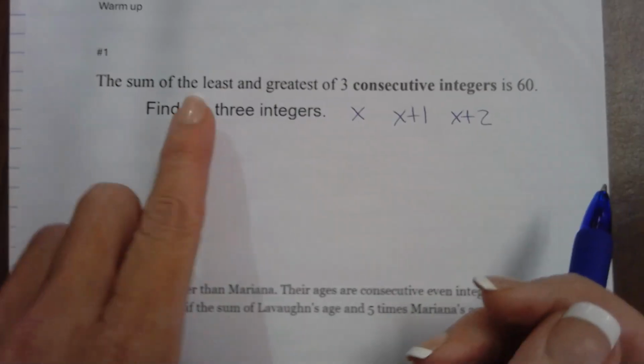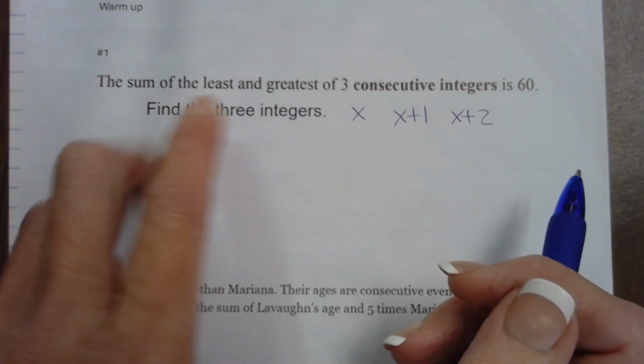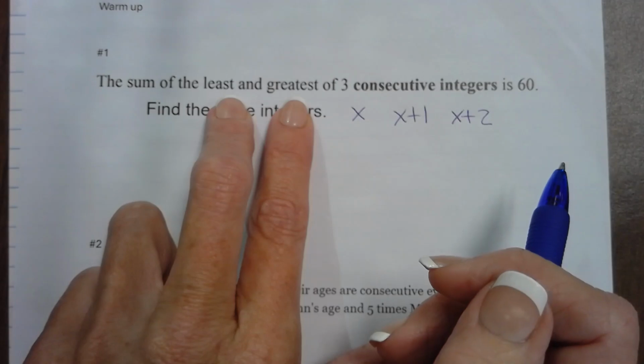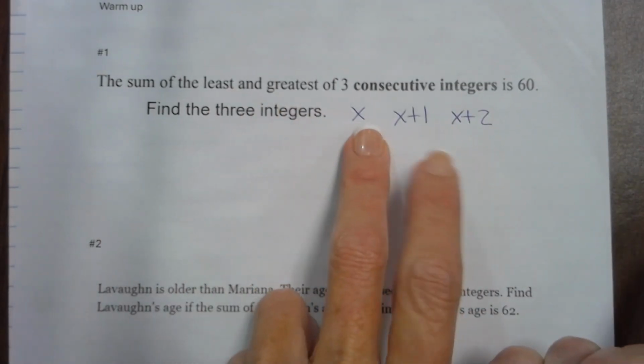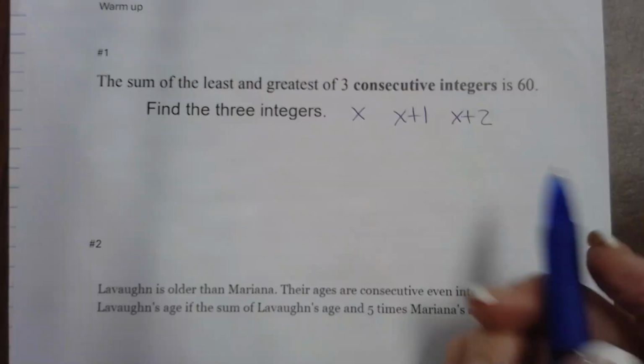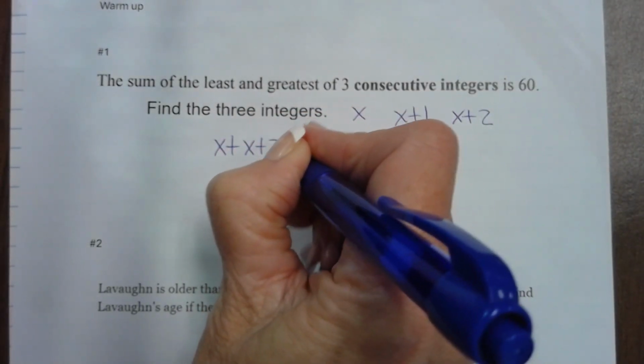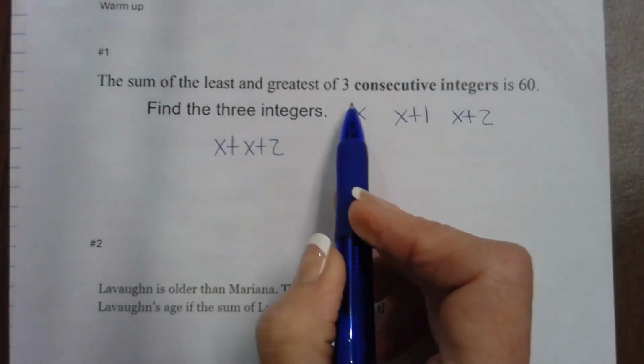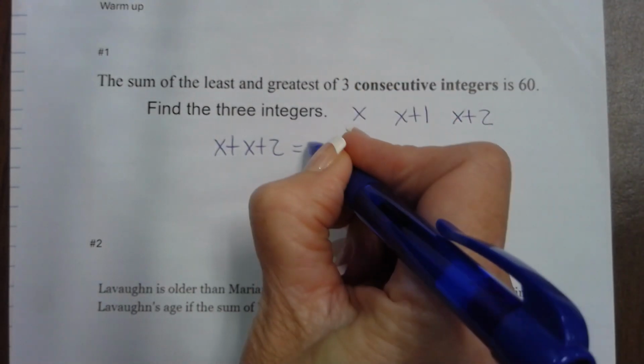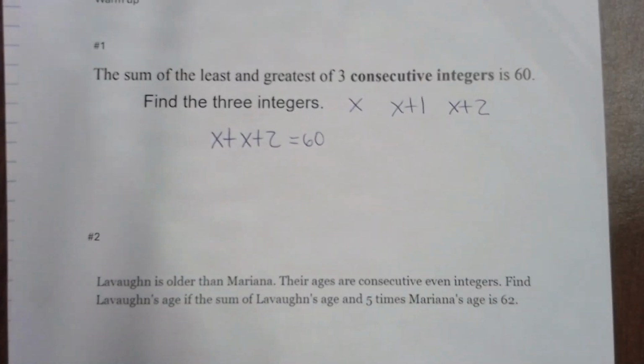Okay, now it says the sum of the least and the greatest. So here's the least and here's the greatest, and I want the sum. The sum of the least and the greatest is 60. And now I solve this.